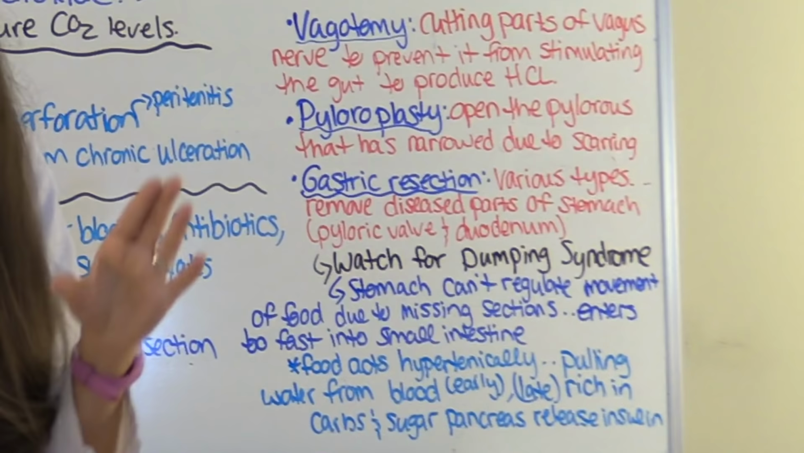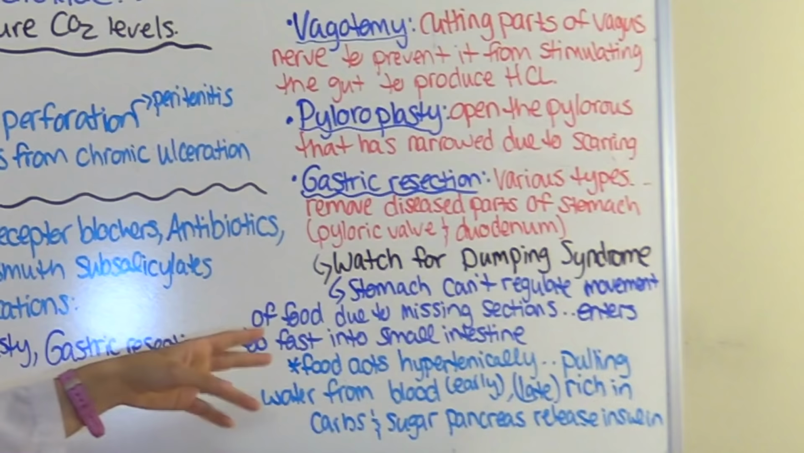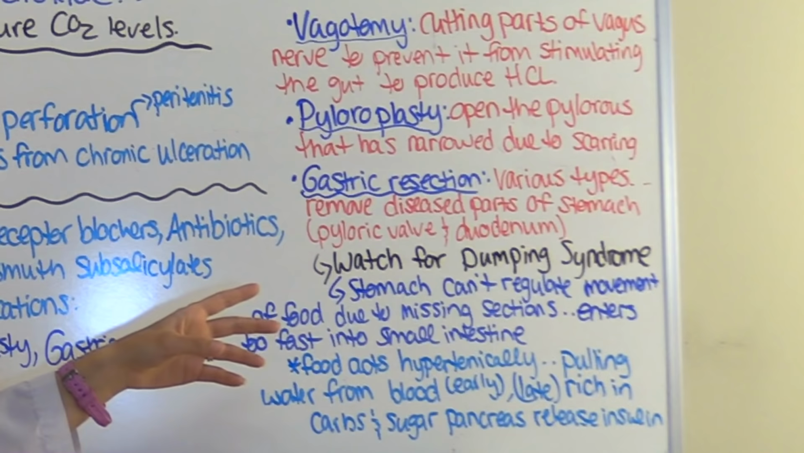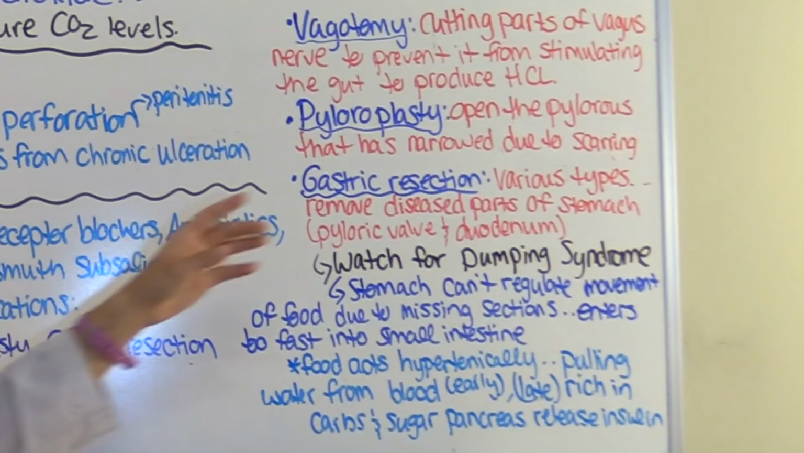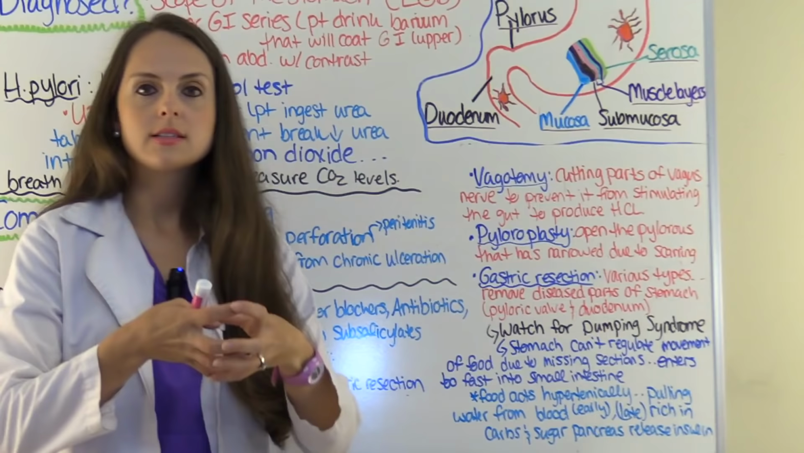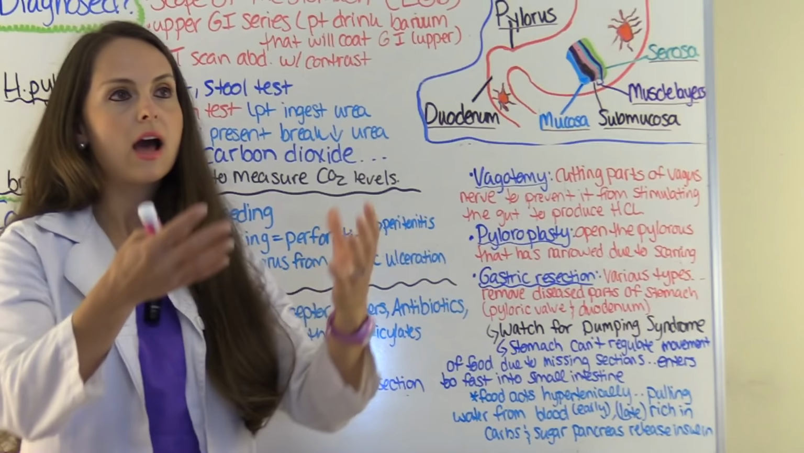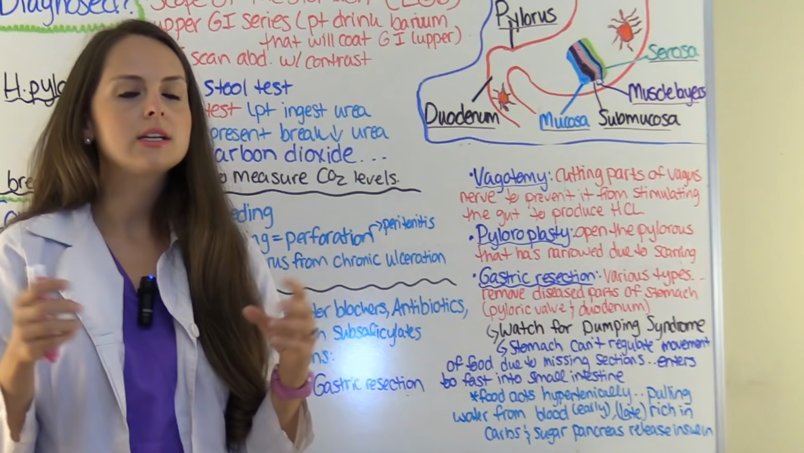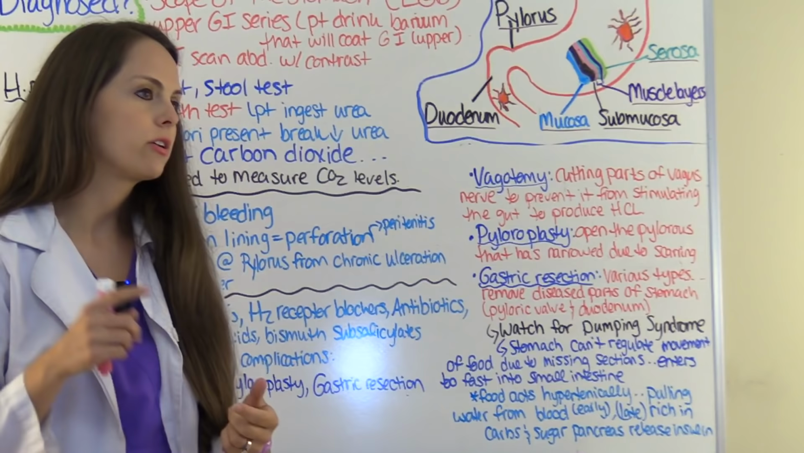This is where the stomach can't regulate the movement of food because it's missing parts of it. So since it's missing parts, the food isn't going to be digested as it should be. What will happen is that food will enter really fast into the small intestine, usually the jejunum. And because that food isn't all the way digested as it would be whenever it hits the jejunum, it will act as a hypertonic solution in a sense, where it will pull water from the bloodstream into the intestine. So you're going to get swelling, nausea, diarrhea, and that's early dumping.